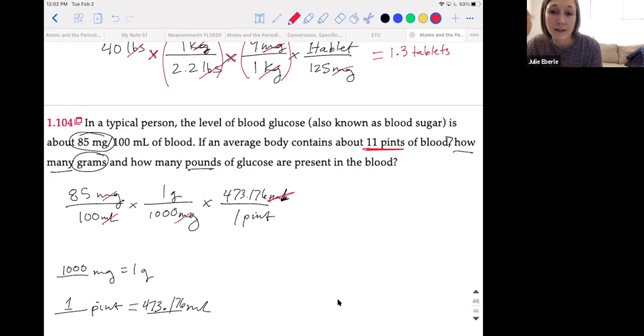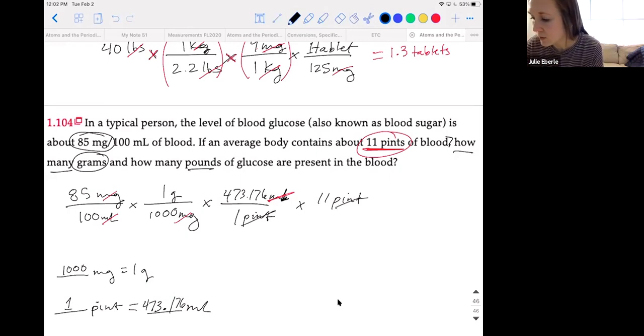Convert grams to pounds. That's for the second question. We're still working on question 1. The 11 pints of blood. Multiply by 11 pints of blood. We need to cancel pints. We got 11 pints here, and we need to multiply by that. We don't want to know how many grams of glucose in 1 pint of blood. We want to know how many grams of glucose in the whole body, and that's 11 pints of blood.